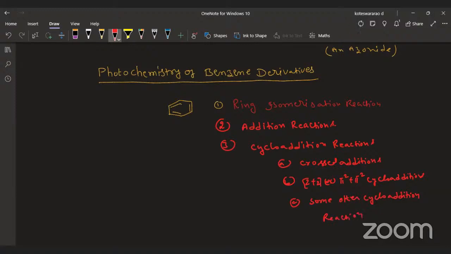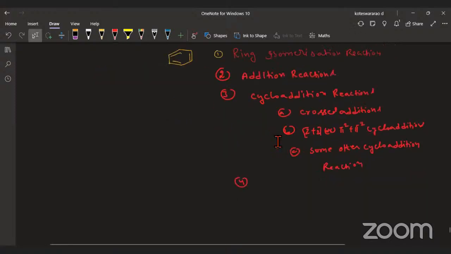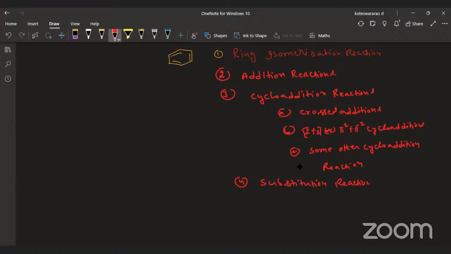Next, substitution reactions. Substitution reactions may be of two kinds: the first kind is electrophilic substitution reactions, and the second type is nucleophilic substitution. Again, in nucleophilic substitution reactions there are four types of reactions, which we are going to be discussing further.